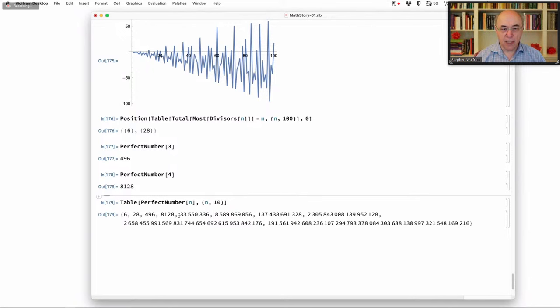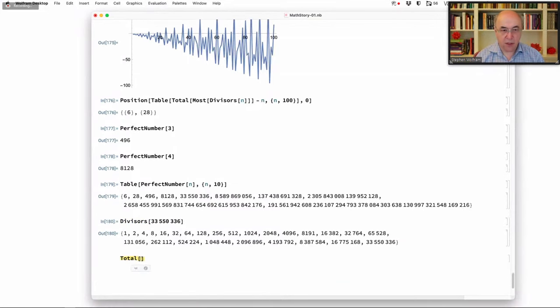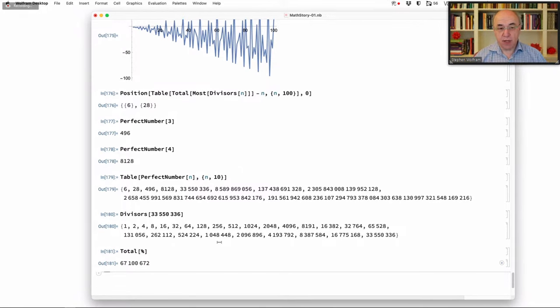So this number here has the property that the sum of its divisors, let's work it out. Let's prove that that's a perfect number. Let's work out its divisors. There are its divisors, and let's take the total of those. We have to subtract the number itself, and then we'll find out it's equal to the sum of its divisors.